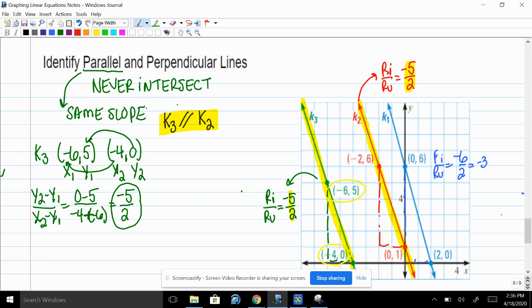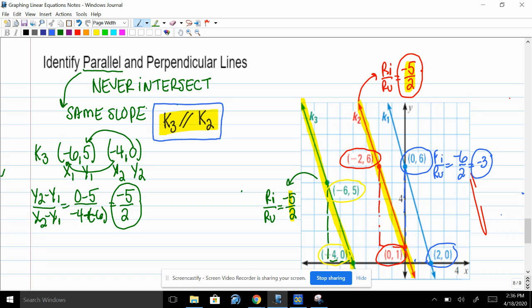If I went to my red line, we would take that point and that point and execute the slope formula. If you do it correctly, you should get -5 over 2, because that's what we got on the graph. And then same thing with your blue line. Your blue line, you have (0, 6) and (2, 0). If you executed the slope formula there, you would get -3. The only ones that are parallel are the ones that have the same slope, which we determined was K3 and K2.